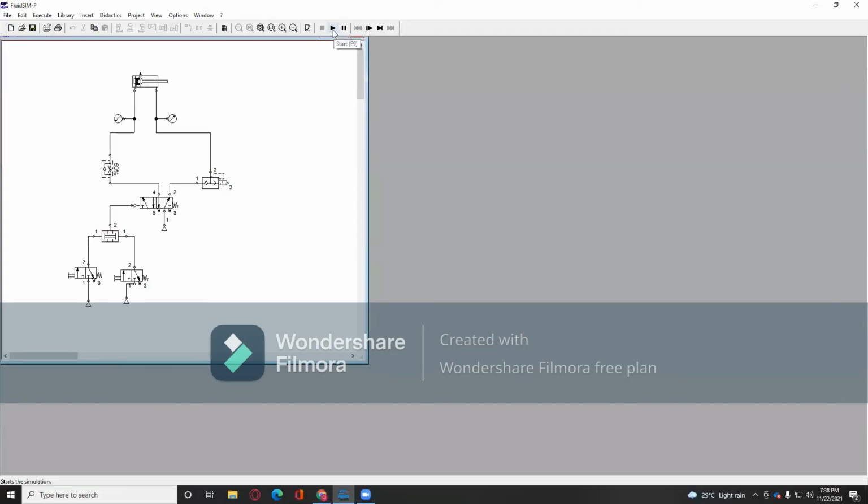So here is a sample of the schematic problem. This diagram shows a system with two push buttons that produces a fast downward motion and a smooth exhaust for retraction.